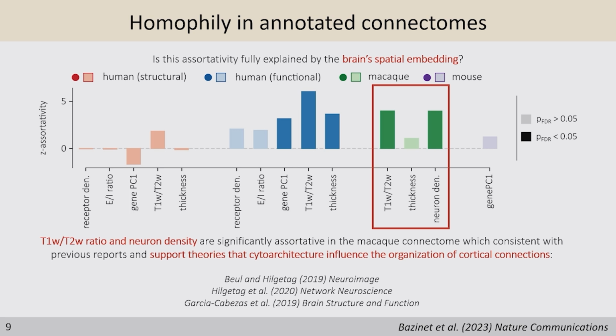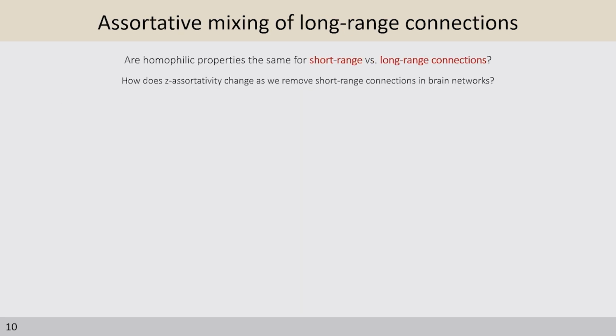And this is, again, consistent with previous reports, and it supports a lot of theories that suggest that cytoarchitecture in general influences the organization of cortical connections. We can think, for example, for those of you who are familiar with these theories, about the structural model or the cytoarchitectonic type principle.